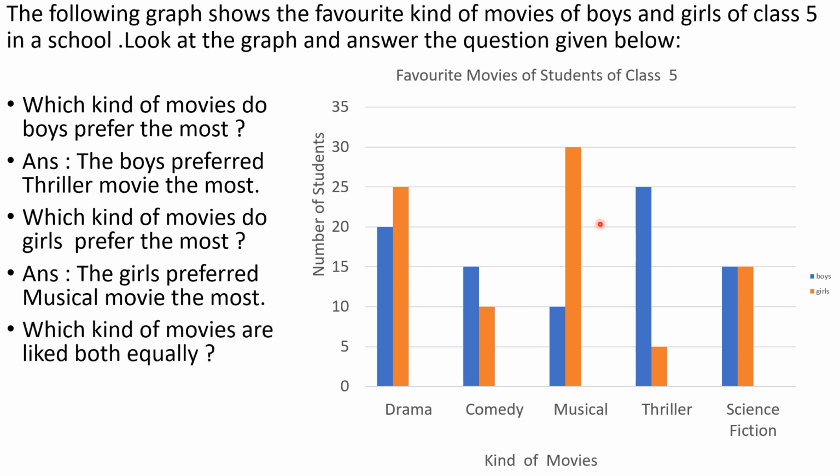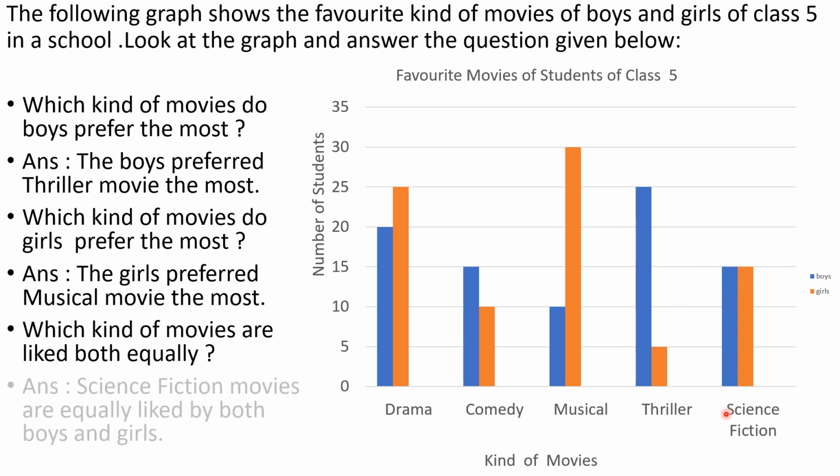Then which kind of movies are liked both equally? So see where the blue and orange bars are equal, and it is for science fiction. So we can say science fiction movies are equally liked by both boys and girls.